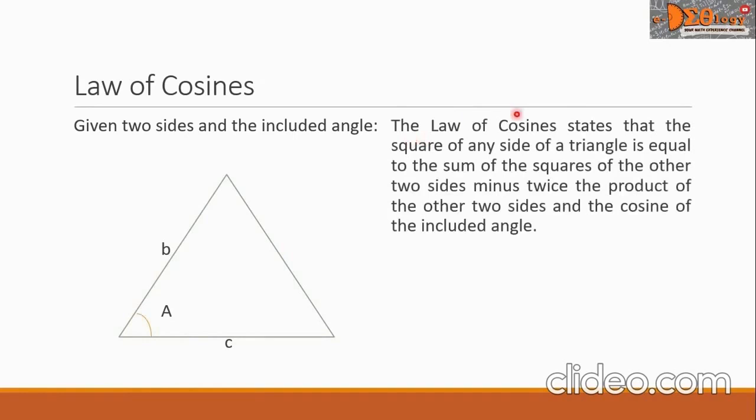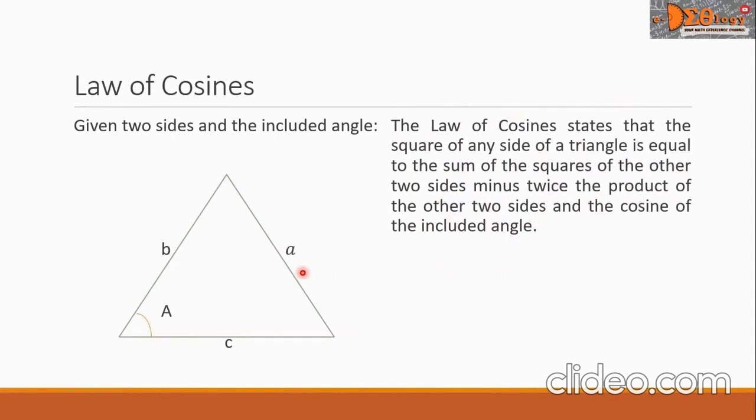The law of cosines states that the square of any side of a triangle is equal to the sum of the squares of the other two sides minus twice the product of the other two sides and the cosine of the included angle.